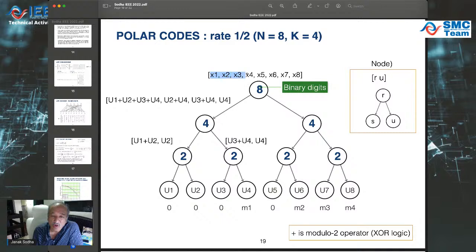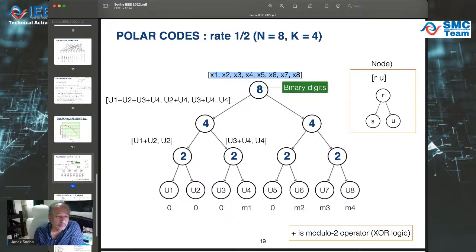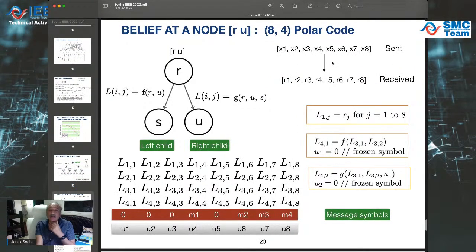Ultimately, you end up with a code word which has 8 bits, right? And this is a rate half, a very simple polar code. How does it decode? Beautiful. If I was to send X1 to X8 and I call the received bits R1 to R8, these are sent using binary phase shift keying. There'll be floating point numbers depending on what was sent.